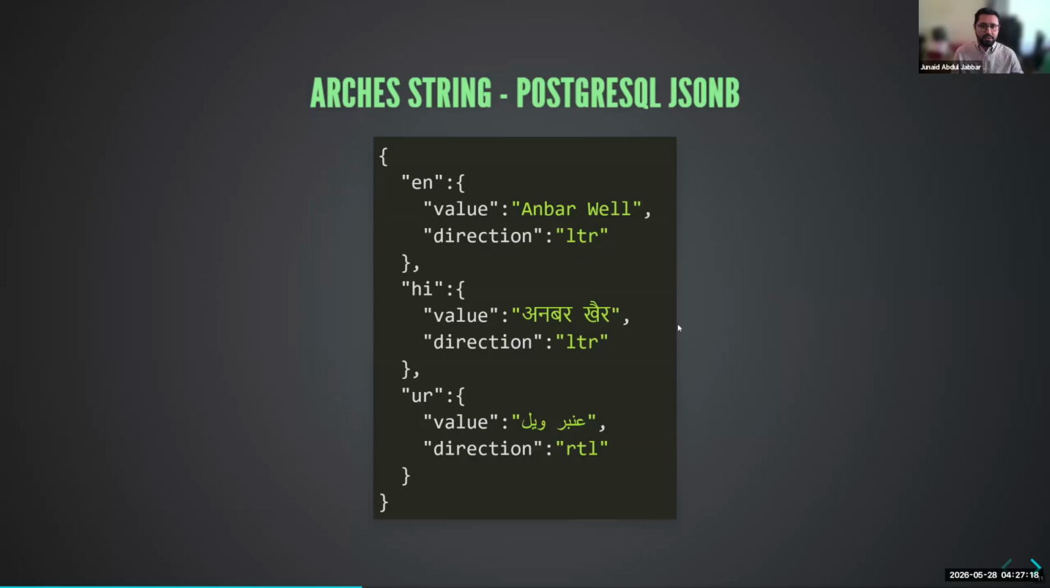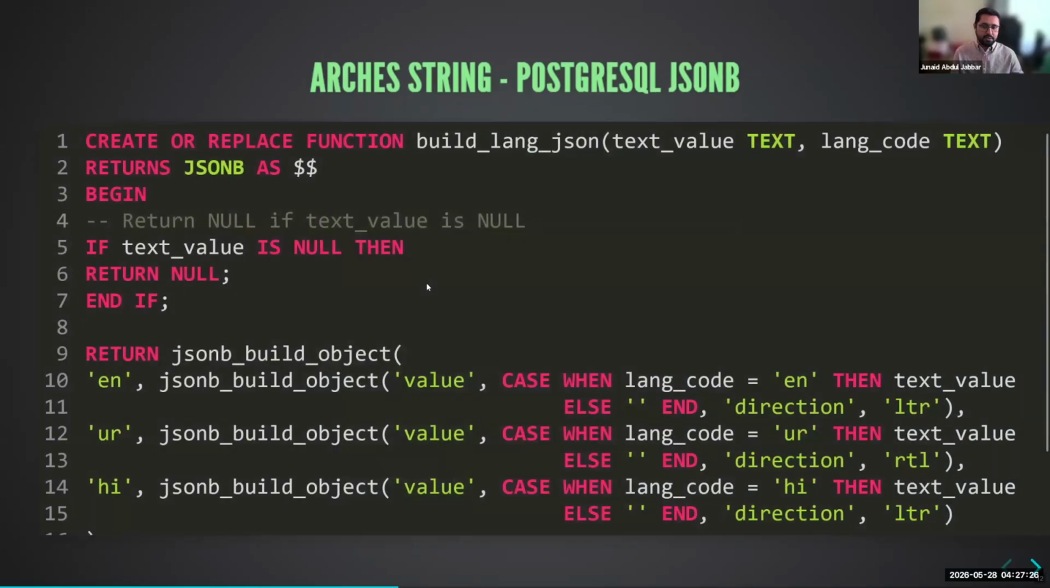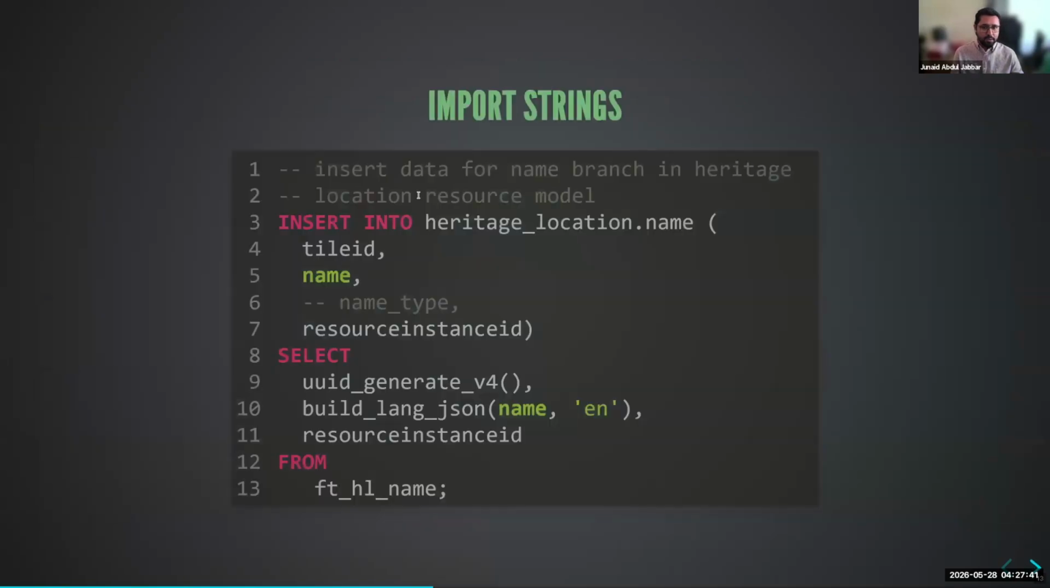So in order to make these JSON objects, we can write the query again and again for each of the branches, or we can create a function that is reusable. This function is just a custom function which is named build_lang_JSON, and it takes text value and then the language code to return the Arches-compatible JSON format. So a full query to import a string data set would look like this.